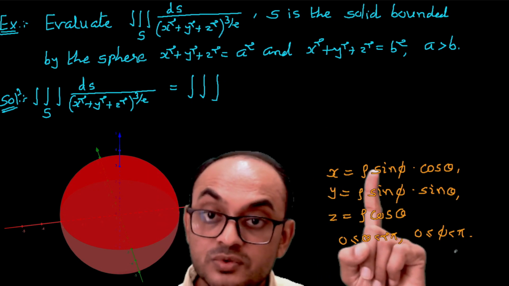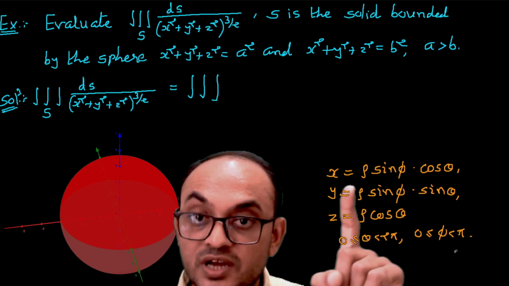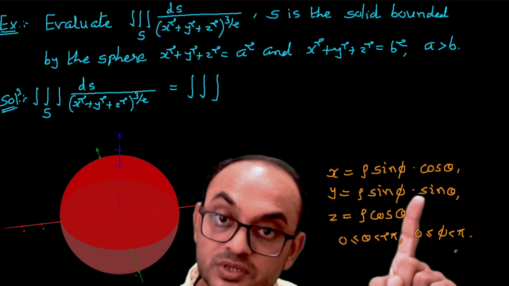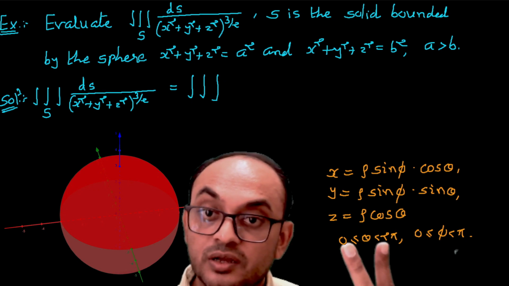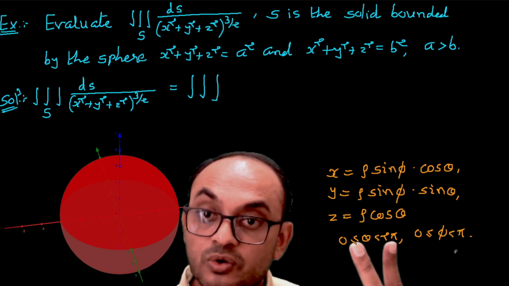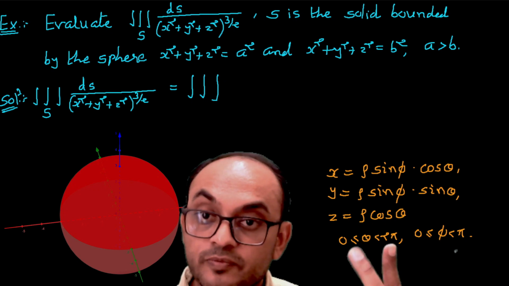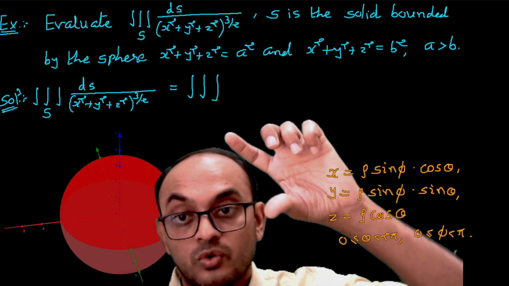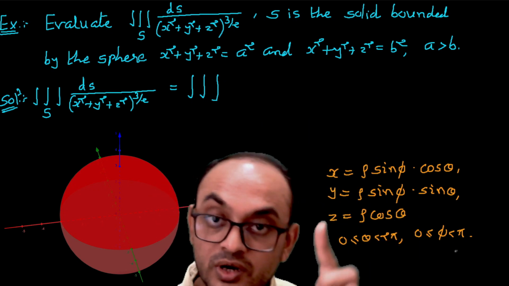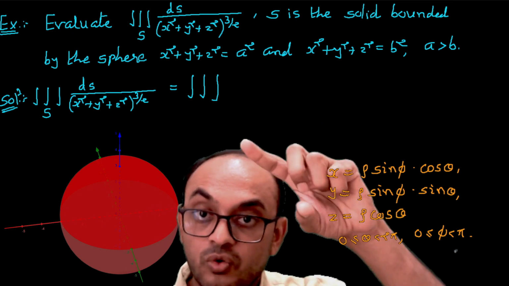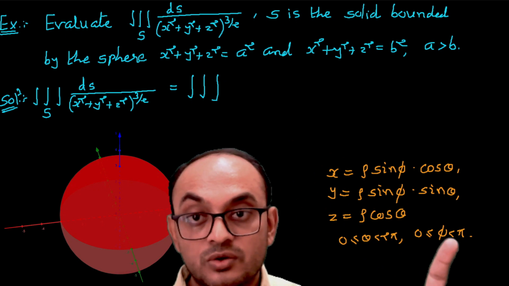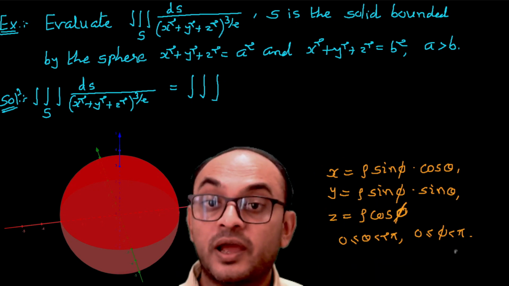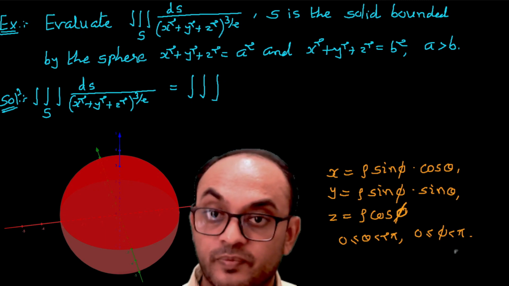So x is equal to something into cos theta, y is equal to something into sine theta, and for this theta we need a full circle. So 0 is less than or equal to theta less than or equal to 2 pi. And z, vertically we are rotating it. Only a half rotation we need, so 0 to pi, and z is equal to rho cos phi.